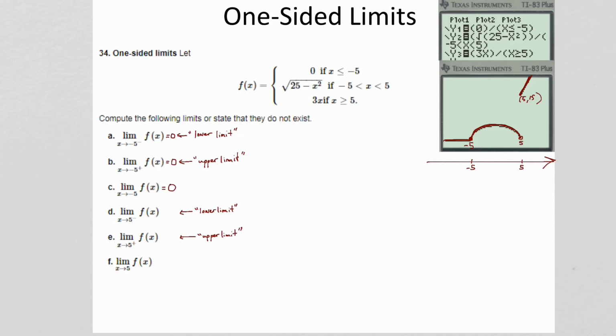Now we'll look at the lower and upper limit as x approaches positive 5. So here's the lower limit, and we know that by this little minus sign that's here. This is the limit as x approaches 5 from below, or the lower limit, and this one is the limit as x approaches 5 from above. That's what that little plus sign indicates. That's an upper limit. So in the lower limit, we're approaching positive 5 from below 5, from values of x that are smaller than 5.